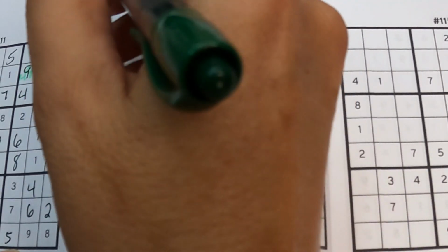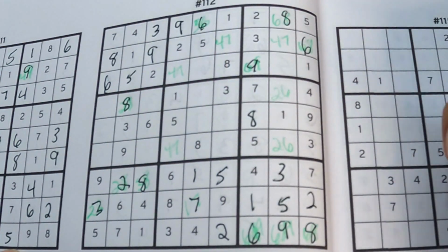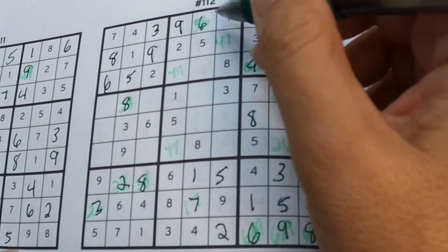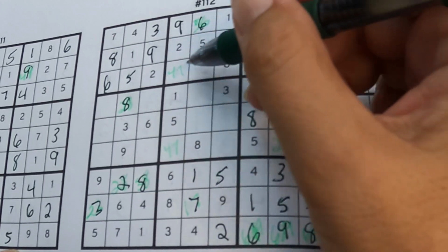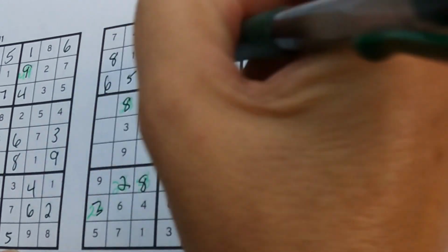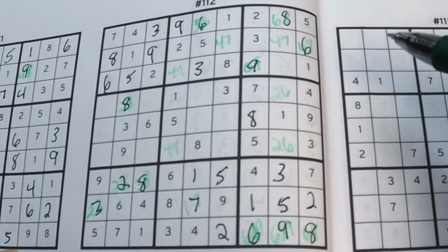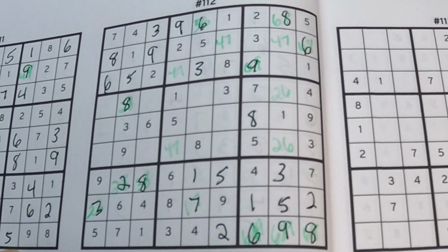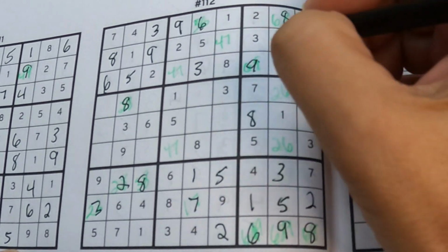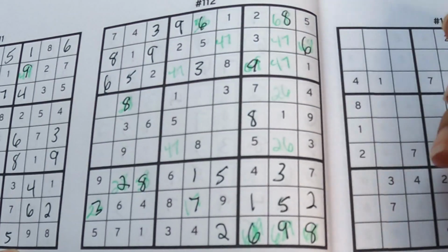For this box now, we're missing a 6. For this box, we're missing 3, 4, and 7. The 3 can't be here or here, so it must be here. For this row now, we're missing 4 and 7. So 4, 7.